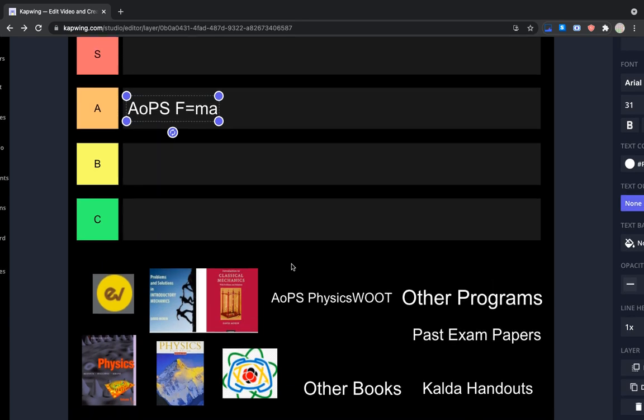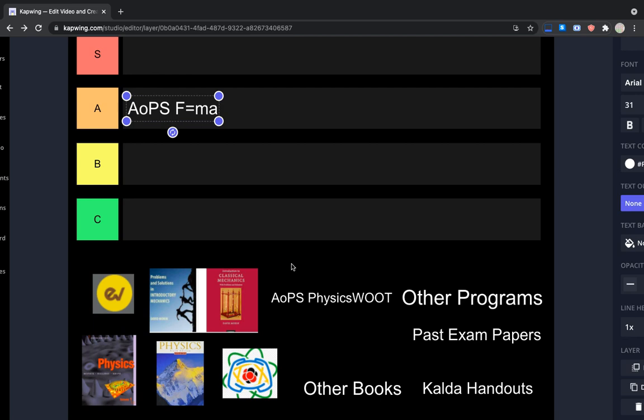Okay, the next class we're going to be talking about is the Physics Root class. And this class helps you with both F equals MA and USAPhO exams by covering concepts all throughout physics. Overall, this class is really enjoyable with the handout, interactive session, and homework problems every other week. Furthermore, their mock FMAs and USAPhOs are high quality and representative of the actual exams.